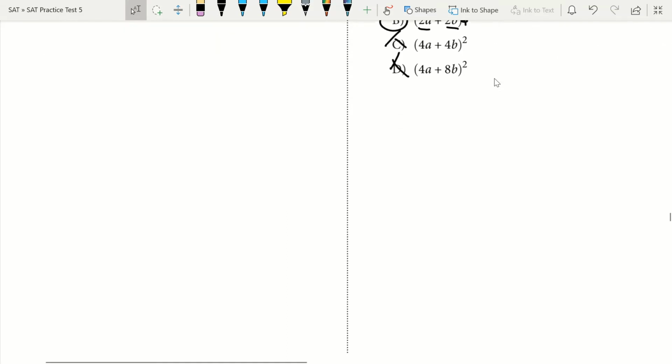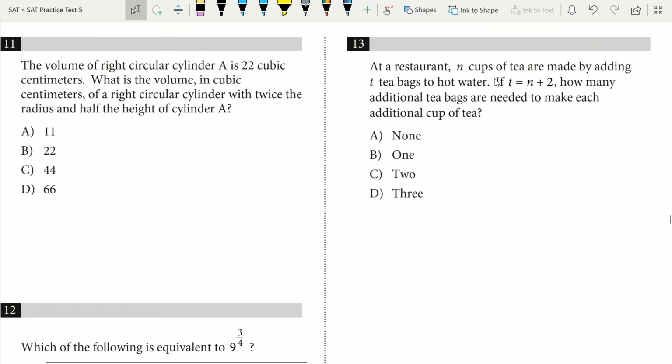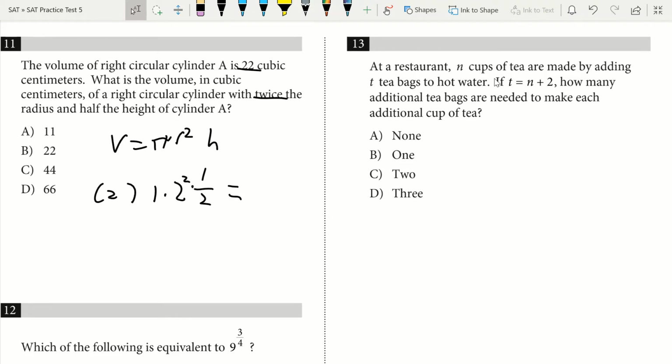Alright, moving on to question 11. The volume of a right circular cylinder is 22 cubic centimeters. What is the volume in cubic centimeters of a right circular cylinder with twice the radius and half the height of cylinder A? Alright, well, we know the equation for volume is V equals pi r squared times height. So if our height is half, then we'll have half. We're just going to use factor of change. Pi stays 1. If our radius then doubles, we'll have 2 squared times a half to find how much our volume will change by, and then we multiply this by our original, which is 22.